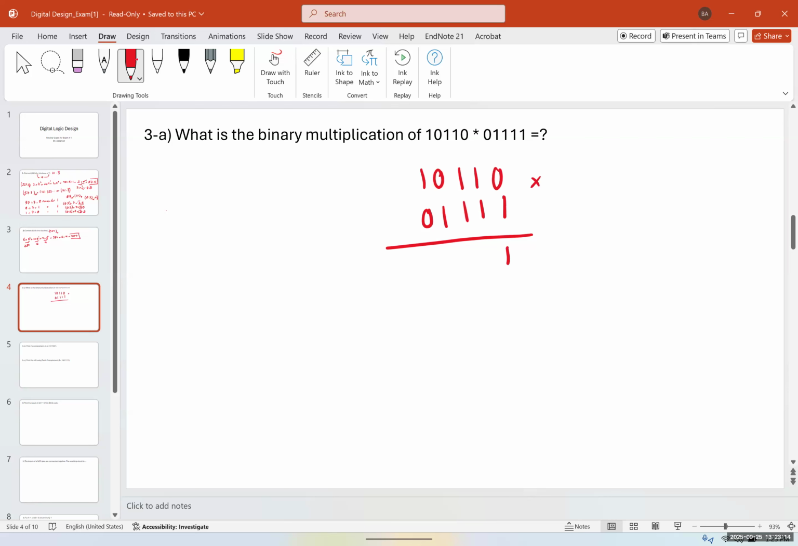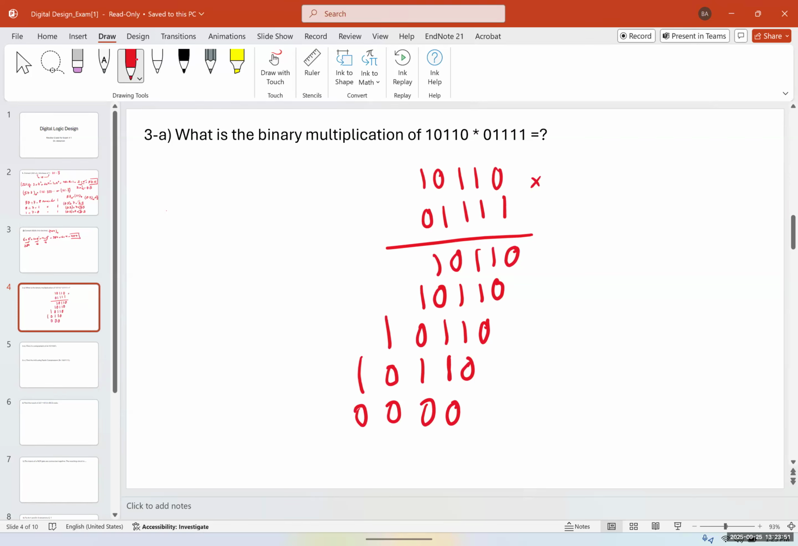So 1 times this is going to be 0. Do it this way: 0, 1, 1, 0, 1. We will shift it 1. 0, 1, 1, 0, 1. We're going to shift it another. So we're going to have 0, 1, 1, 0, 1. And we're going to shift it for the 4th time because we have 4 ones. 0, 1, 1, 0, 1. And the last one that we shift, it's going to be 0, 0, 0, 0, 0.